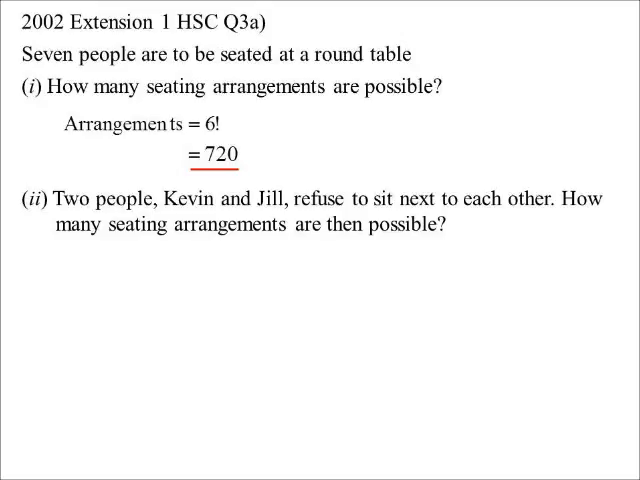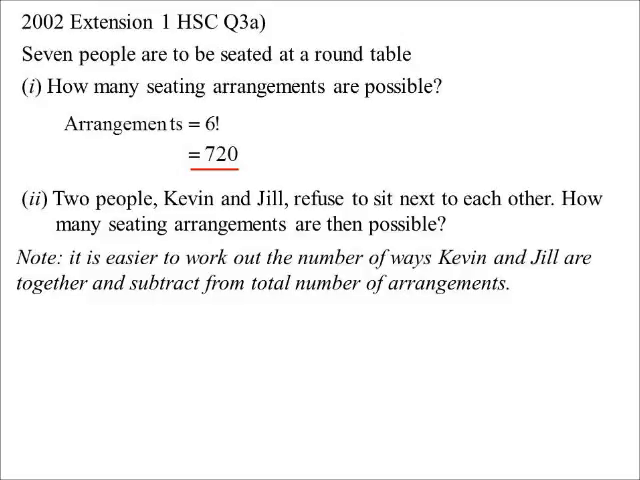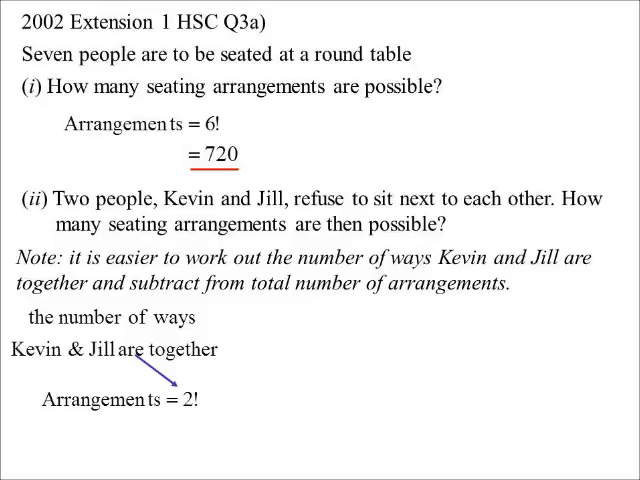So how many arrangements are possible? So they do not want to sit next to each other. Well, it's usually a lot easier to work out how many ways that they do sit next to each other and then subtract that from the total number of possibilities. So I'm going to do that.